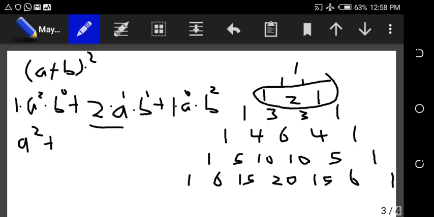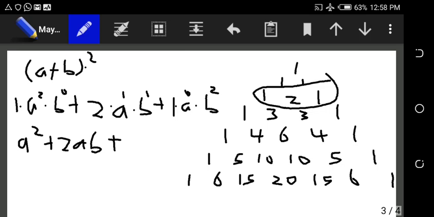Plus over to this one. What I have here is 2 times a raised power 1 times b raised power 1. A raised power 1 is a, b raised power 1 is b. So 2 times a times b, that will give us 2ab.